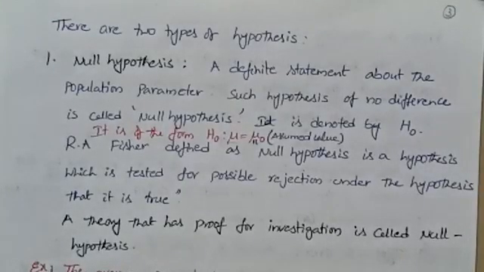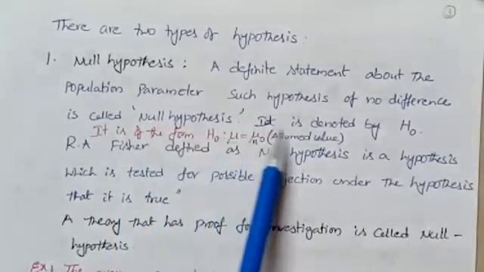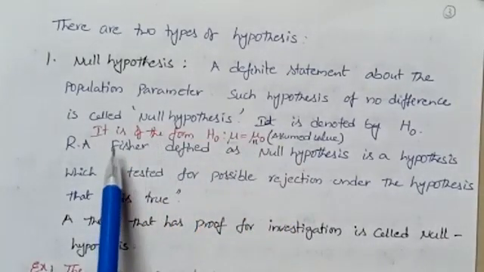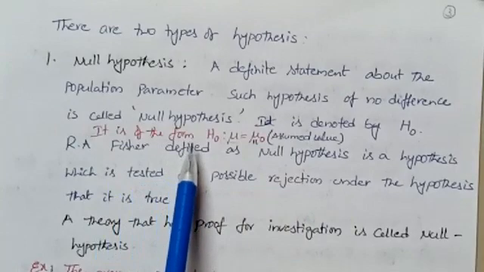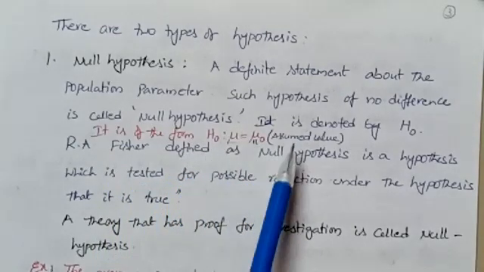Hypotheses are of two types. One is null hypothesis and the second one is alternative hypothesis. So null hypothesis is a statement or assumption about the population parameter. Such a hypothesis of no difference is called null hypothesis. It is denoted by H naught.